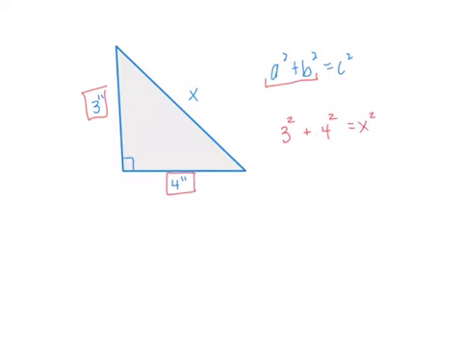Now, time to math it out. 3 squared means 3 times 3, so 9. Plus 4 squared, 4 times 4 is 16, equals x squared. And then 9 plus 16 gives us 25, equals x squared. Now, our goal is to have x be alone, and right now you'll notice x is not alone. It has an exponent of 2. So to clear the exponent, you do the opposite, which is the square root. And by square rooting an exponent, they cancel each other out. And so that leaves x by itself.